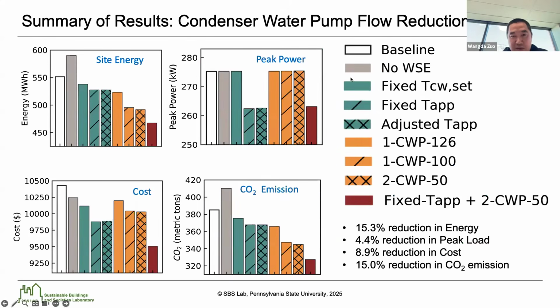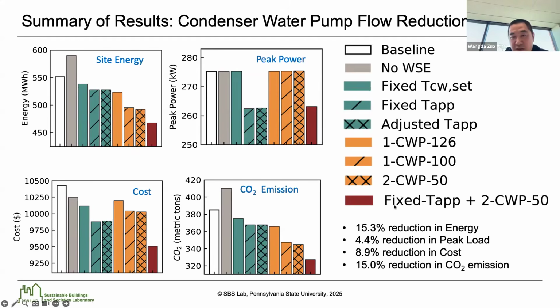Then we tried different approaches. For example, let's get rid of the water side economizer. The reason is that to pump the water through the water side economizer, you have a pressure drop, right? You need pump energy. We want to study whether that actual pumping energy is worth the effort compared to savings from chillers. Then we fix the condenser water temperature, we fix the approach temperature, and we also adjust the pump flow rates. So we want to see if we're able to save pump energy.